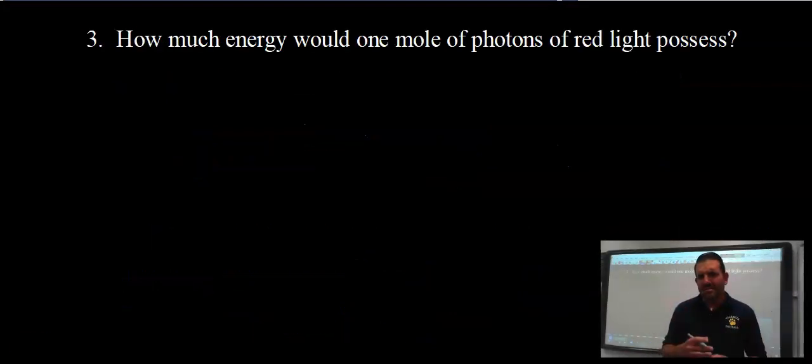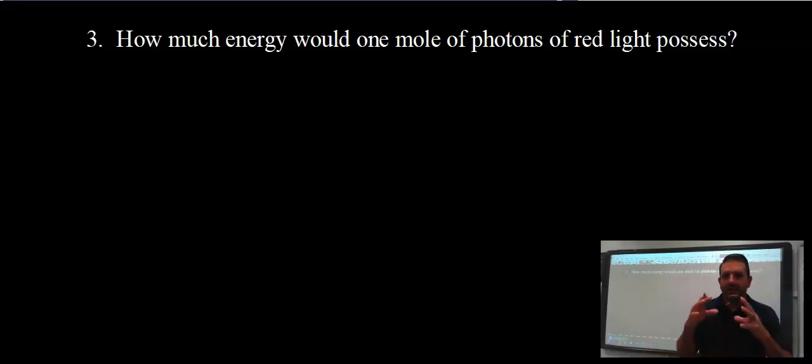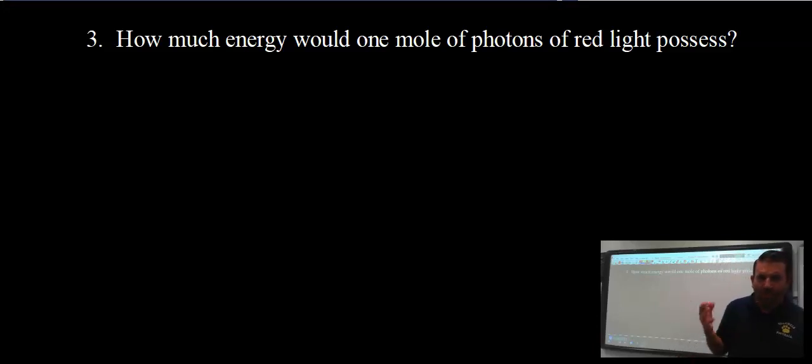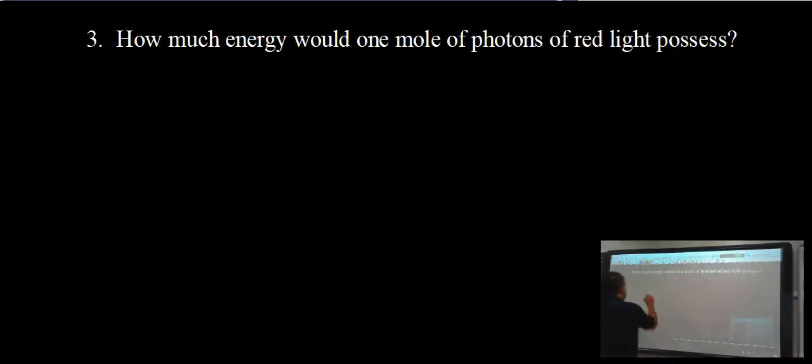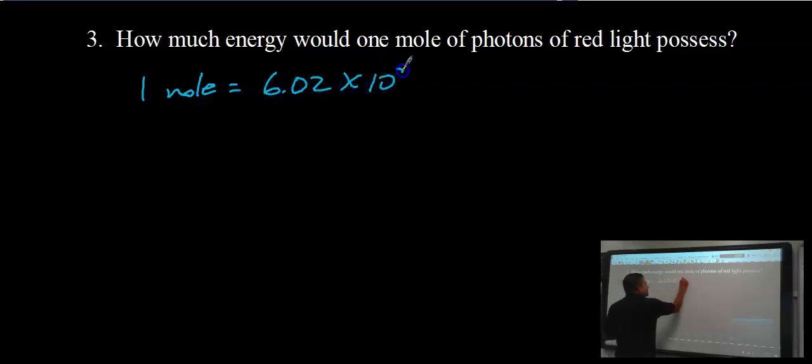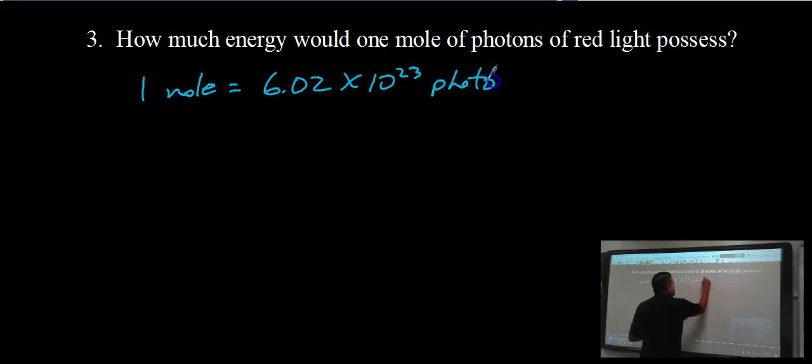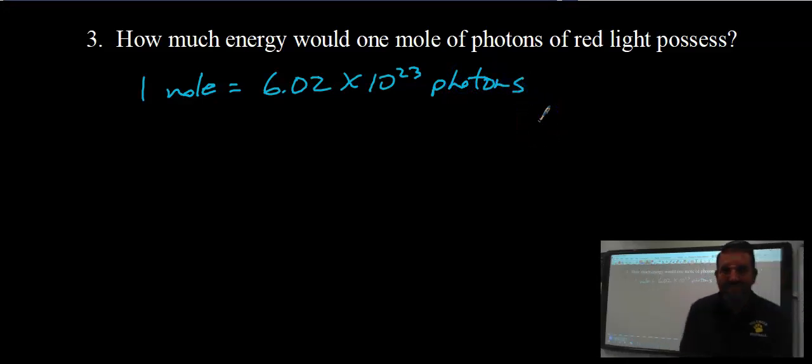Now, usually we're talking about things giving off more than just one photon of light. A photon is just a particular bundle of light, as it's sometimes called. It's just like a certain quantity. And so this one's a little bit different. It says, how much energy would 1 mole of photons of red light possess? Let me give you this relationship. One mole of photons is 6.02 times 10 to the 23rd photons.